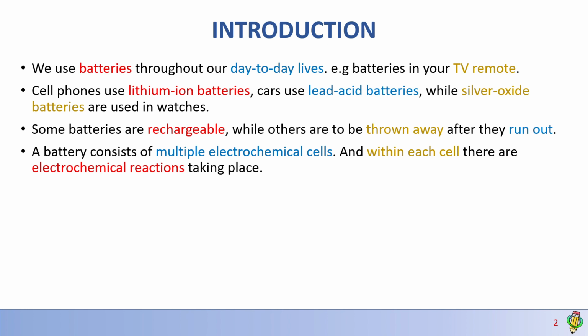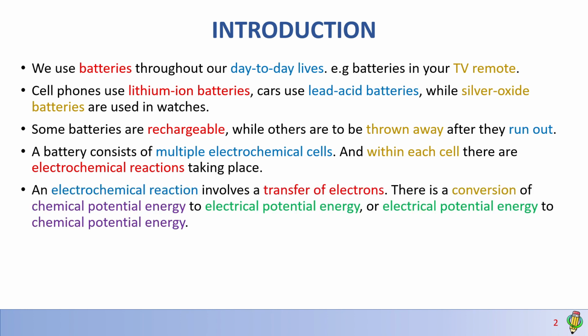A battery consists of multiple electrochemical cells, and within each cell there are electrochemical reactions. These electrochemical reactions involve a transfer of electrons, and there is a conversion of chemical potential energy to electrical potential energy and vice versa.